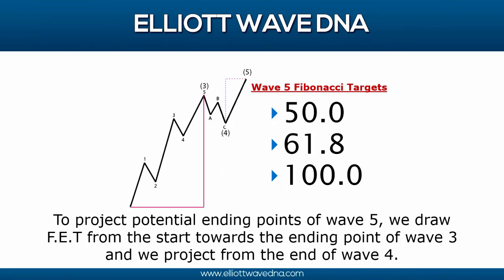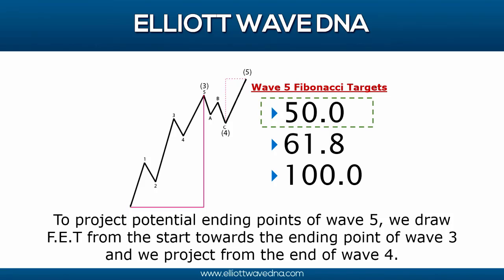To project potential ending point of wave 5, we drew Fibonacci expansion tool from the start towards the ending point of wave 3, and we project from the end of wave 4. Common targets for the wave 5, if we compare it against the wave 3, would be the 50%. In my opinion, that should be my minimum, but I will show you in a second another technique how you can get the wave 5.